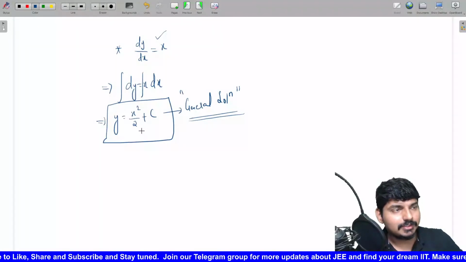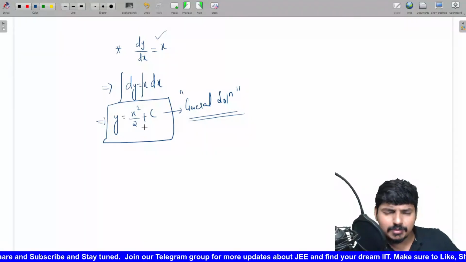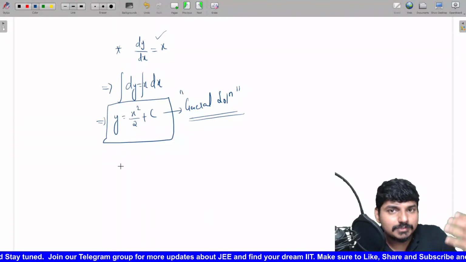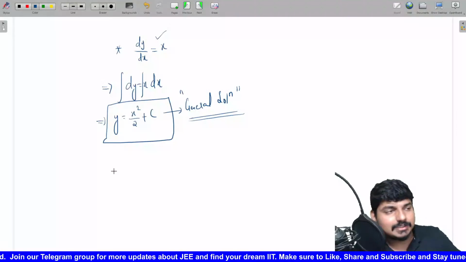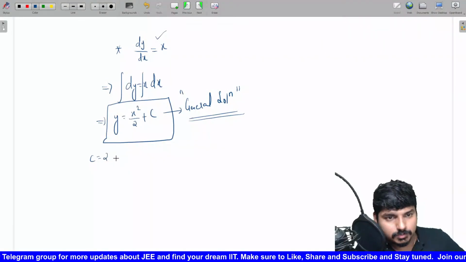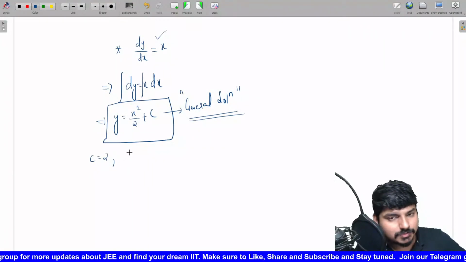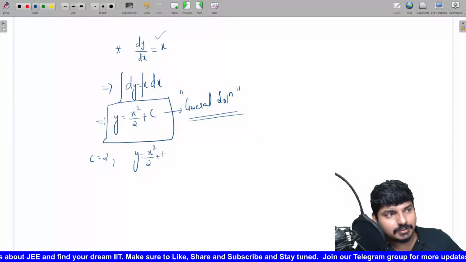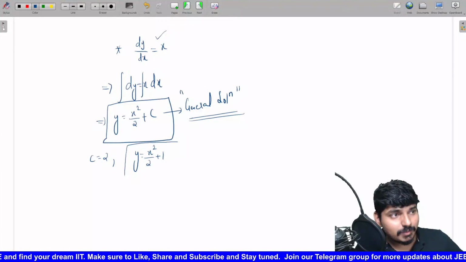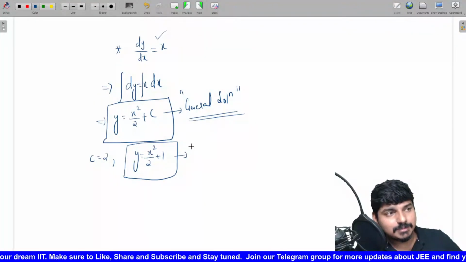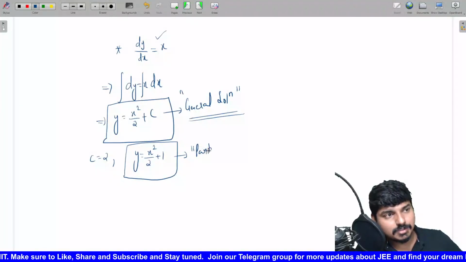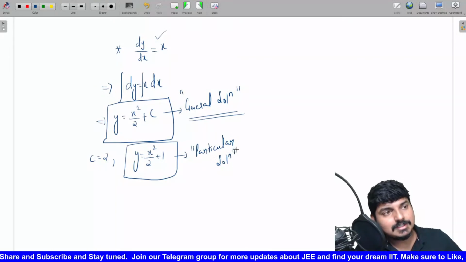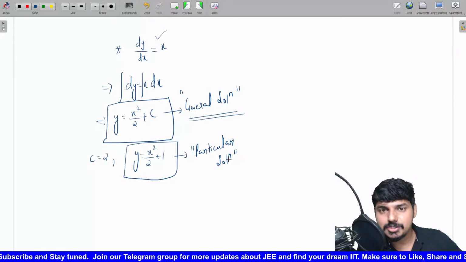Coming to the second point, so the general solution is clear. Then what is a particular solution going to be? If you fix a certain value of c in this equation, let us say I'm going with c equal to 1, you end up getting y is equal to x square by 2 plus 1. And look here, this equation right here is nothing but a particular solution. This equation is known as a particular solution, everyone.